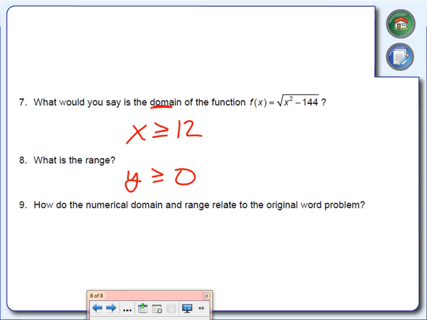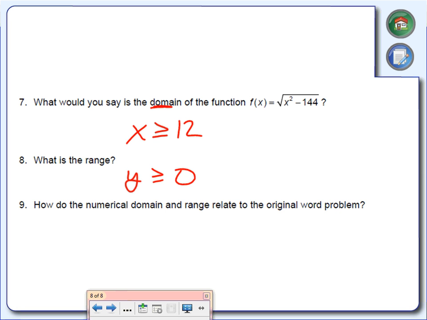And the last one, number 9, how do the numeric domain and range relate to the original word problem? So let's get a little more detail here. When we say the x values are greater than or equal to 12, what are we really saying? After 12 feet. All right, so the extension ladder has to be extended at least 12 feet. Right? In order to reach the building, we've got to extend it at least 12 feet. So write that down for me. That's part of our answer. We've got to extend this ladder at least 12 feet. Otherwise, we wouldn't be reaching the building.